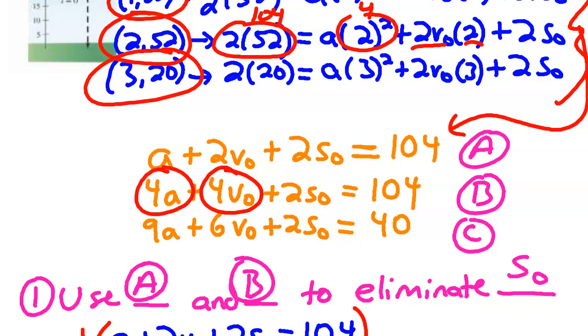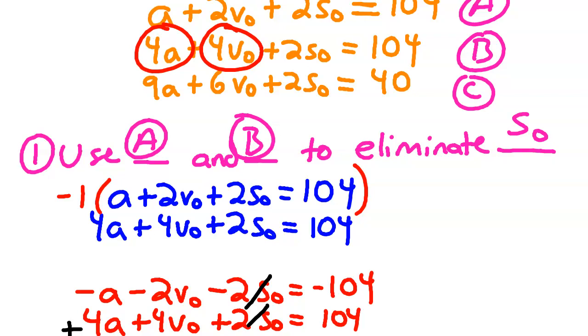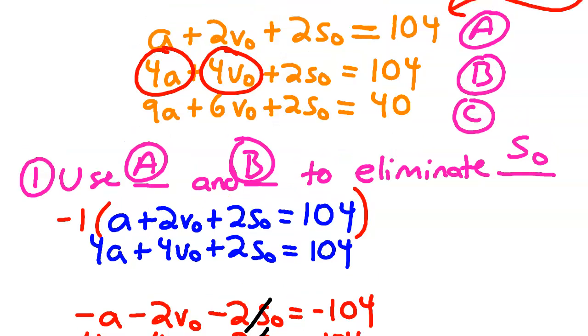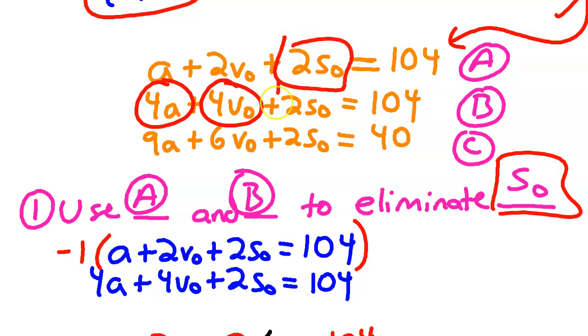We'll go through the usual process that I outlined in the first example. Step 1, use 2 of these equations to eliminate 1 variable. I chose to use equations A and B to eliminate s sub 0 because if you look, as you're plugging these numbers into the formula, this never changes. It's 2 times s sub 0 all the way down. So that one's going to be pretty easy to eliminate because it's the same thing all the way through. So I chose to eliminate s sub 0.